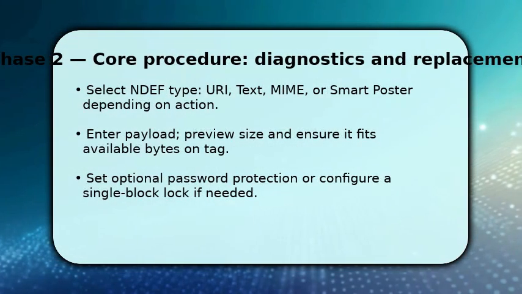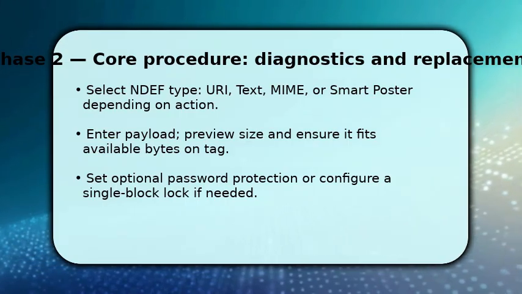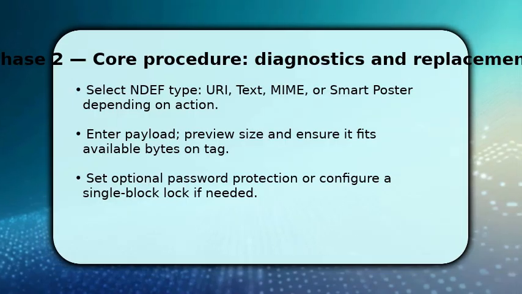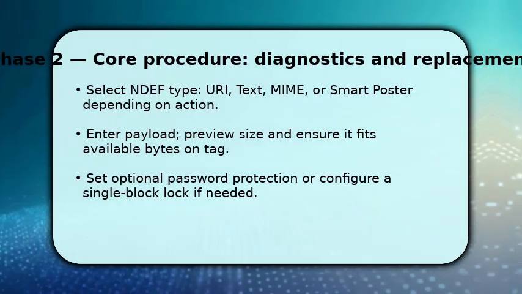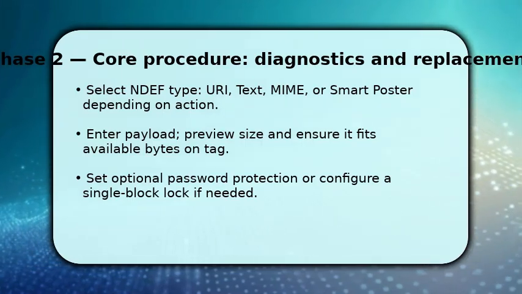Once the NDEF is ready, choose the exact record type. A URI launches a website, MIME triggers an app, and text is universal. You then paste or type the payload, check the app's size indicator against the tag's capacity, and trim if necessary.